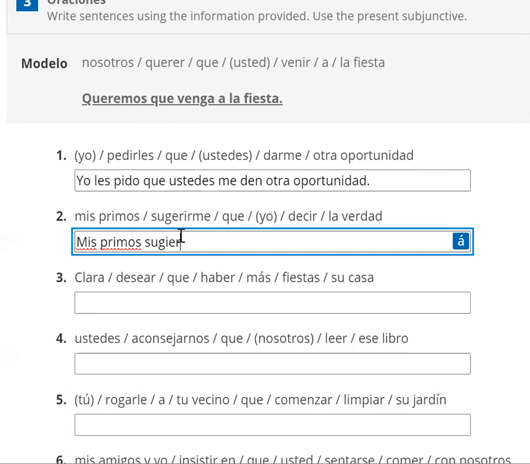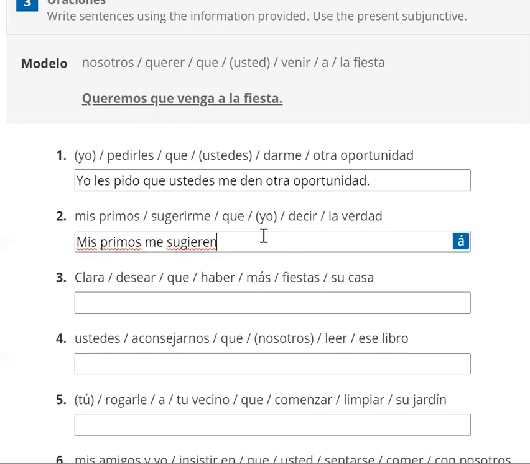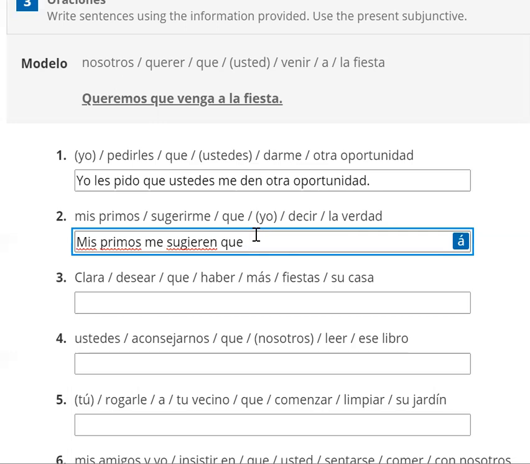So sugieren, because we have mis primos is third person plural, sugieren. And they're suggesting it to me. So let's put the me before the conjugation. Me sugieren que yo diga la verdad. Now I went ahead and conjugated it for you, but I think we're starting to catch on, right? We get the verb of influence is in the ellos form, mis primos, and we have a change in subject. So we have to conjugate this here in the subjunctive. Present subjunctive, diga. Okay, moving on.